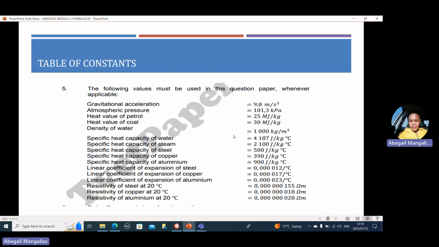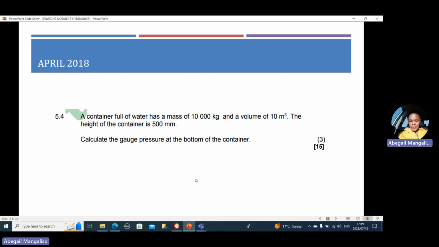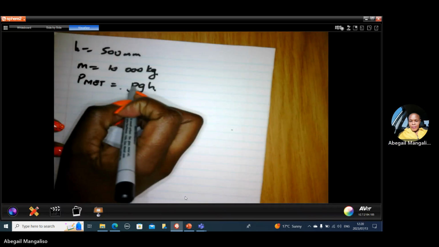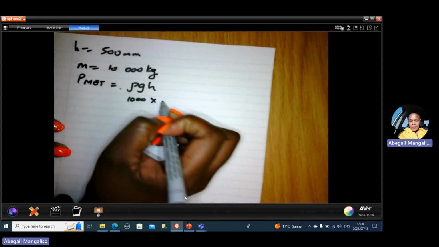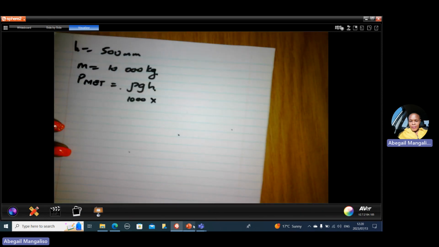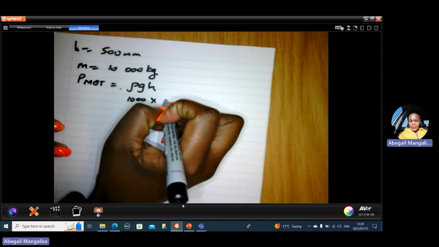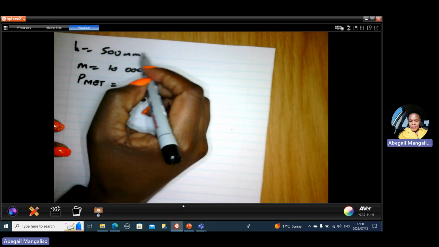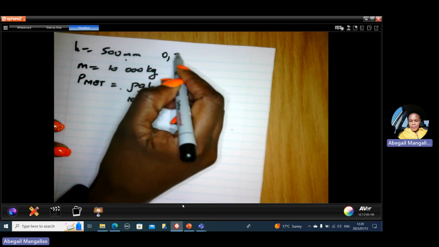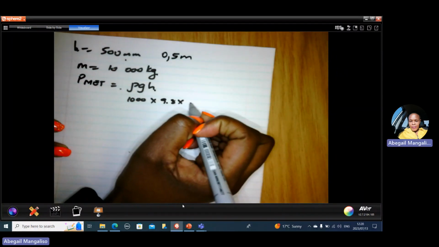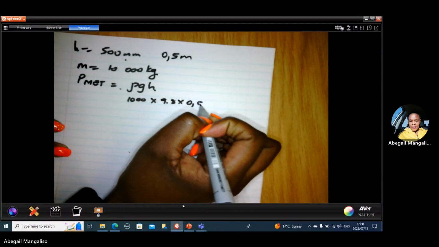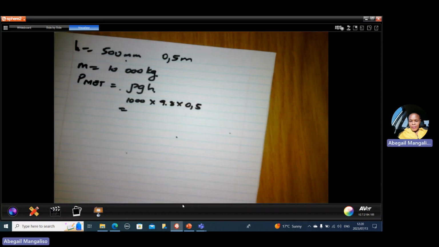The table density of water is 1,000. Once you get the density of water as 1,000, you substitute. This will be 1,000 here, multiply by g. Even if you don't know the value of g, you go to the same table. Gravitational acceleration is 9.8. It is given there. So it is 9.8 multiplied by, this height must be in meters, so it will be 0.5 meters. Divide it by 1,000, as it is given in millimeters. You use the calculator to get the answer.